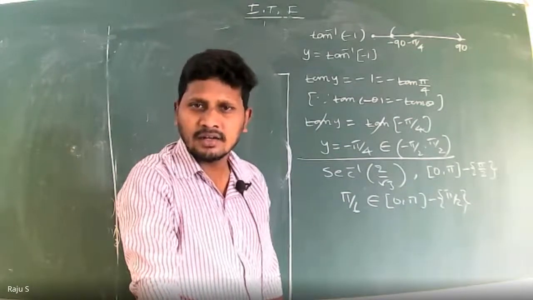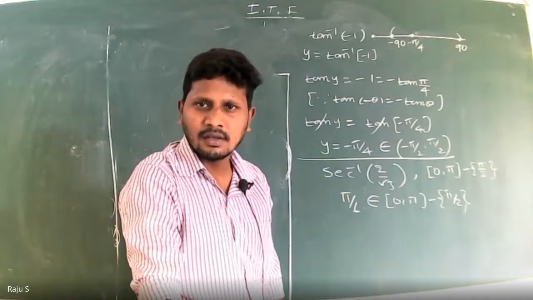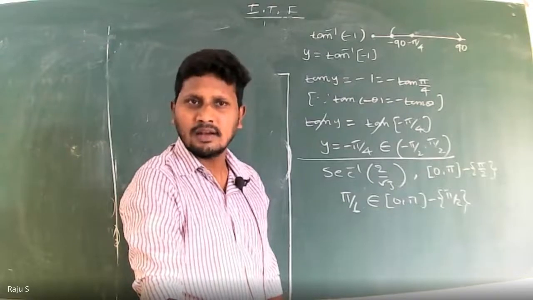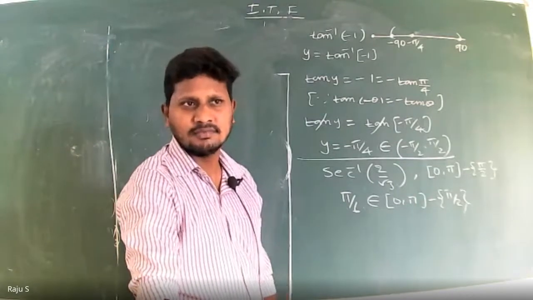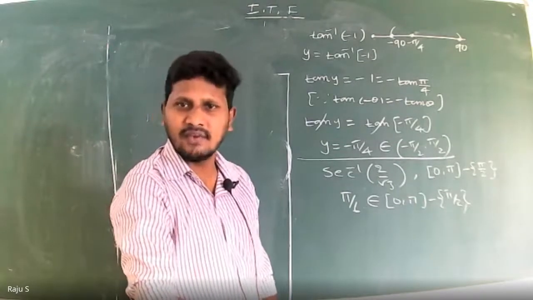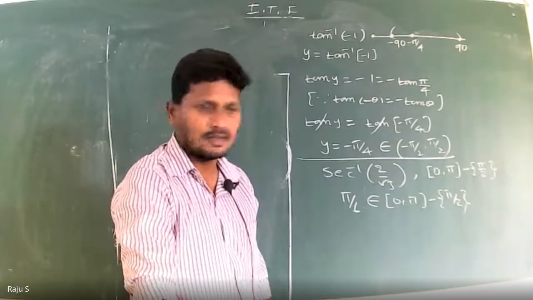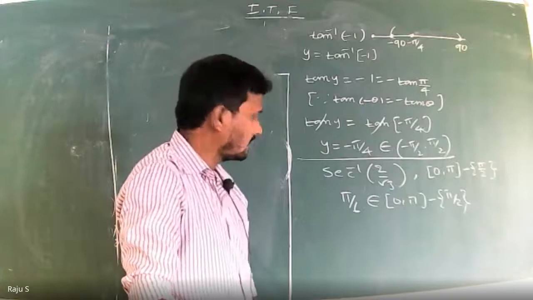Does anyone have any doubts? If you understood this, you can easily understand the calculus part, integration, differentiation, very easy. Many of the questions are based on this. Okay, clear, fine. So pi by 6 is the answer.